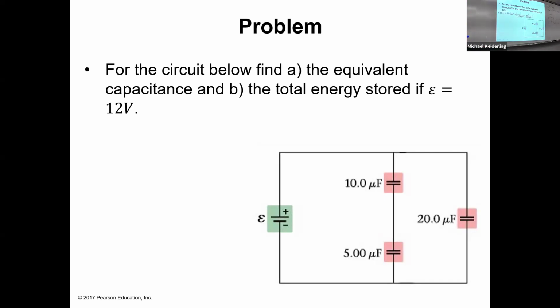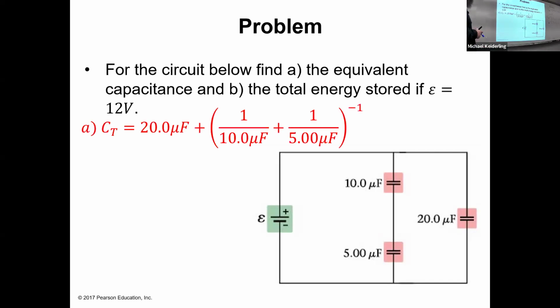So we can do this in two parts. First, we can combine these two. These are in series, so we have to deal with them as inverses. So that's 1 over 10 microfarads plus 1 over 5 microfarads, all to the -1. The 1/10 plus 1/5, 1 over that, comes out to 3.3 repeating microfarads. And then these are in parallel, so we can just add them. So 20 plus 3.3 repeating gives us 23.3 microfarads for our total capacitance.